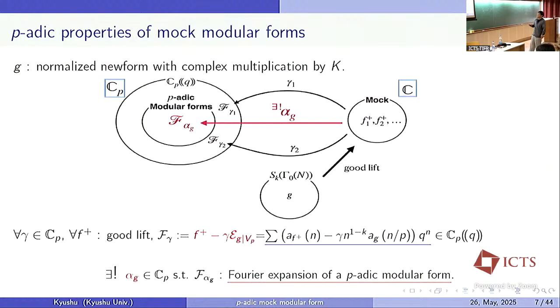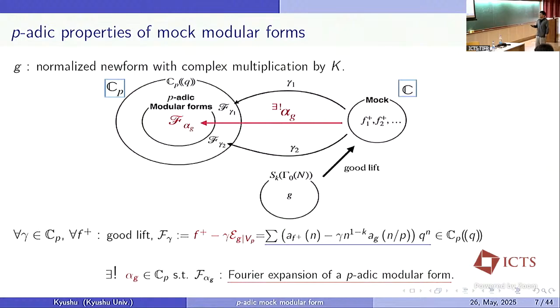Let's see this picture again. First, we take the normalized newform with CM by K. Then there exist good lifts whose Fourier coefficients are all algebraic. And because of algebraicity, we can regard this mock modular form as a formal power series defined over Cp. And for any p-adic number gamma, we define Mascara F gamma like this. In most cases, this Mascara F gamma is just a formal power series.